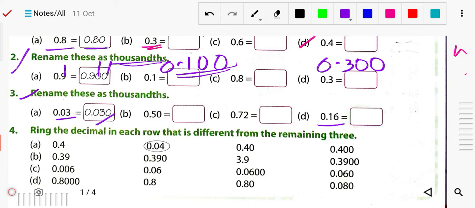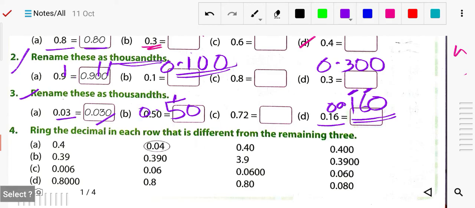See here 0.16. This is the tenth, this is the hundredth, and if you add one more zero it will be the thousandth. So that's the answer. Similarly here 0.50. This is the tenth, the hundredth, and one more zero makes it the thousandth. So 0.500 is the answer. Similarly, in the same way you can do the rest.